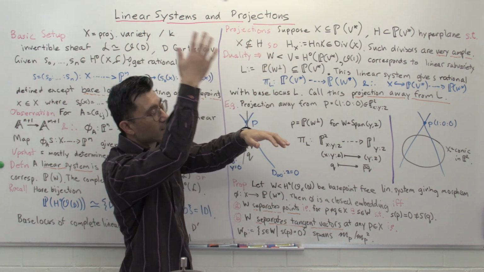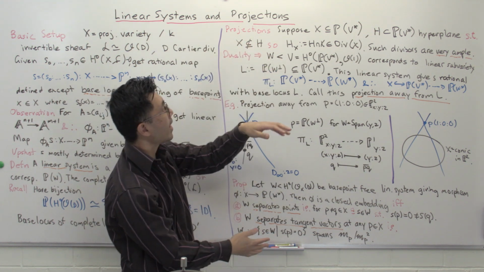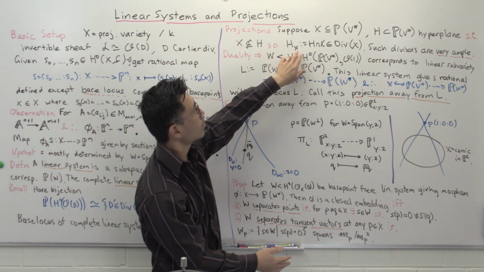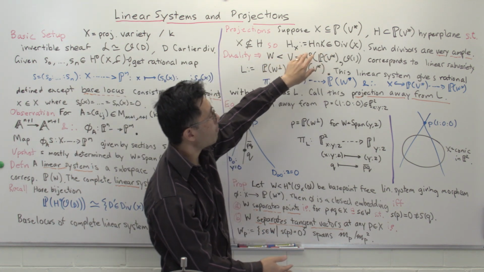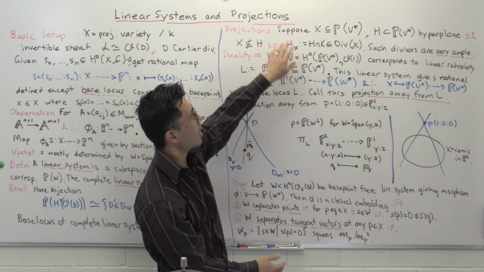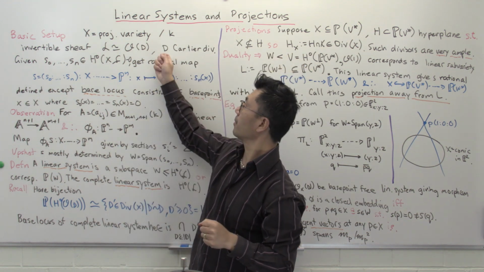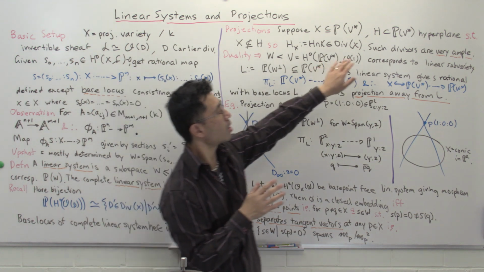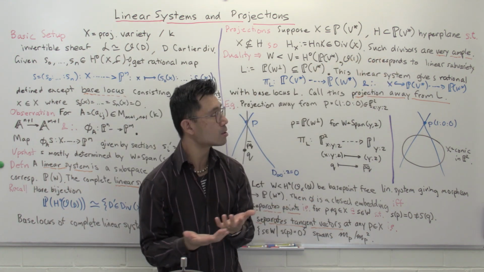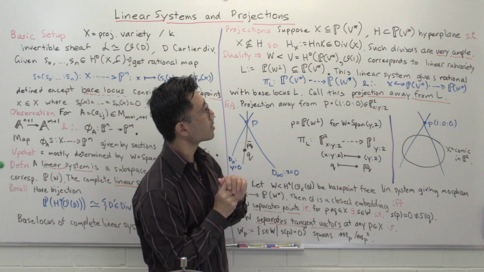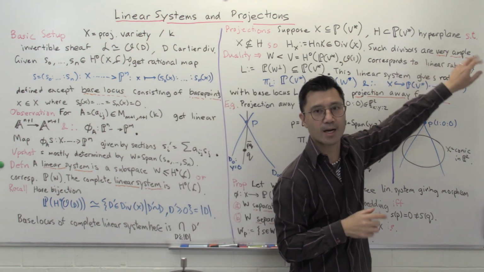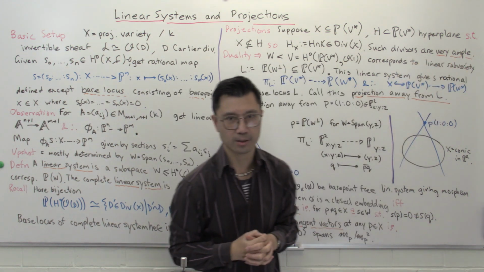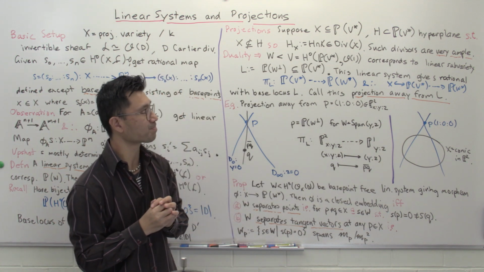When that happens, this hyperplane will actually cut X into something smaller. So if you look at the intersection of H with X, it now becomes a divisor on X, and we can use that for our D. That's the situation that we want to have a look at. Such divisors are called hyperplane sections, and the ones that arise in this fashion are also said to be very ample. That's another name for them.